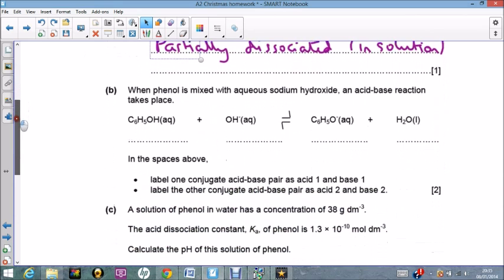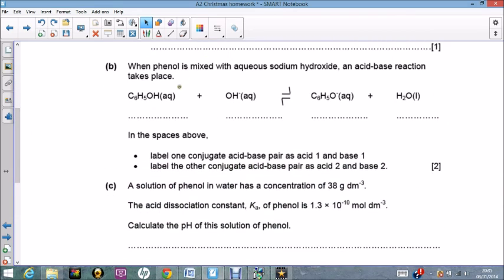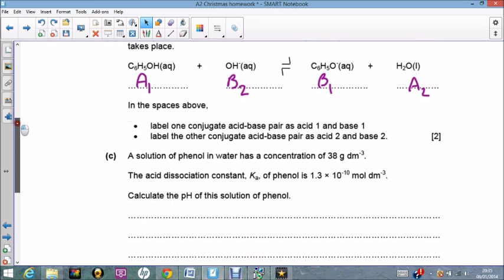Underneath that, slightly more difficult question, so we're looking at conjugate acid and bases. So we look at this bit, we've got phenol over here, we've got phenol minus a proton, which means that it's being a proton donor, so this means that it is behaving as an acid, and its base pair is this one. OH minus goes to H2O, which means it gains a proton over here, so here it's behaving as a base, and this is its conjugate acid. 1 mark for correctly labelling each pair, so A1 and B1, 1 mark, B2 and A2, 1 mark.